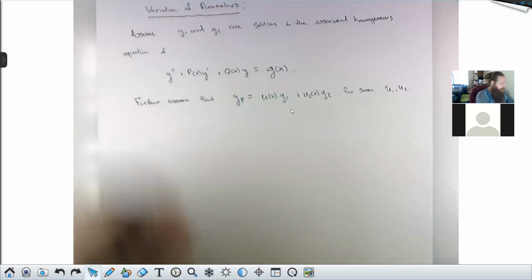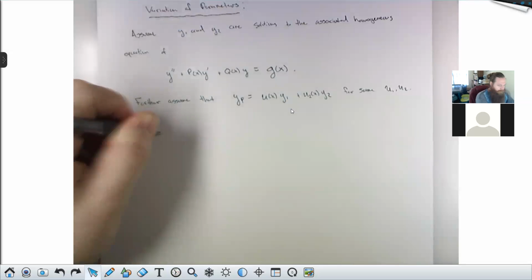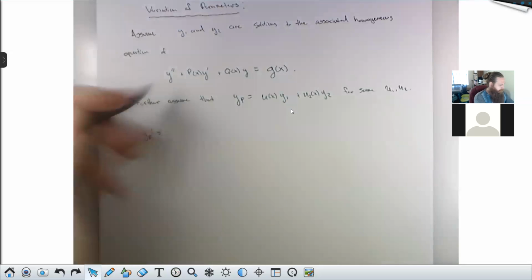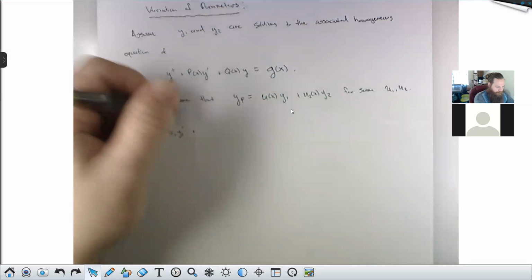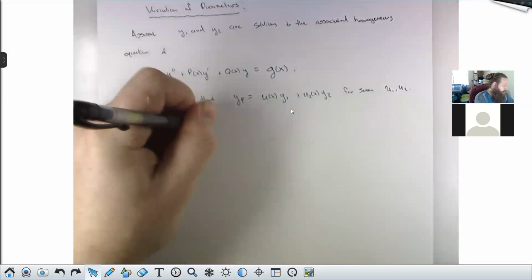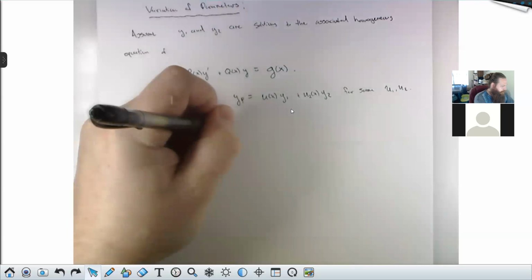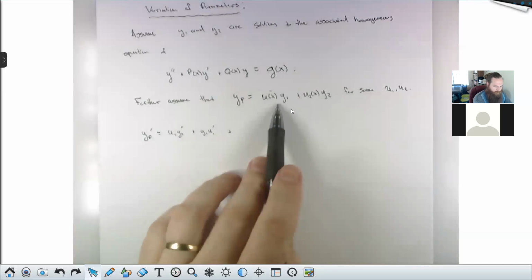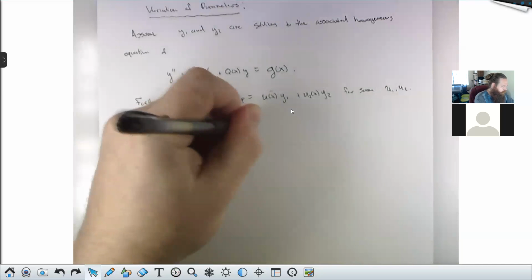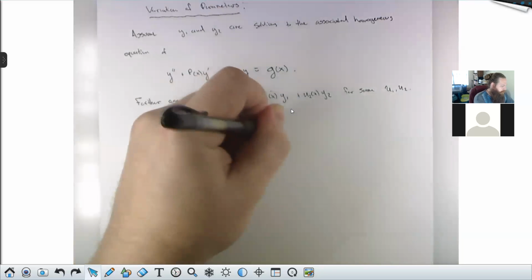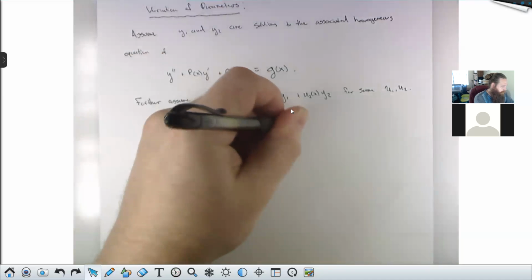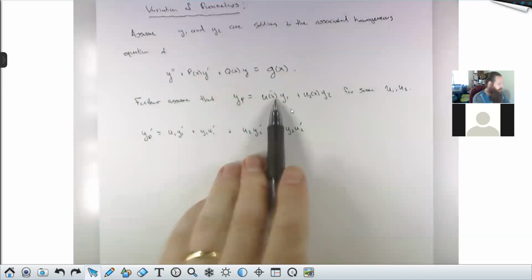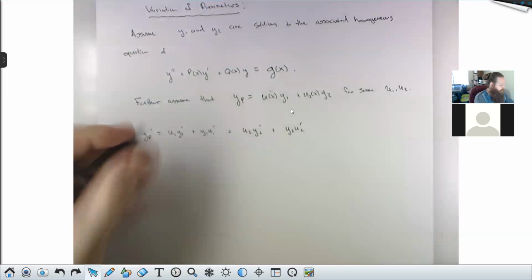It is the case then that yp prime is going to be, you take derivatives of this, and I'm not going to write the x's, you get u1 times y1 prime plus y1 times u1 prime, that's the product rule applied to this, plus u2 y2 prime plus y2 times u2 prime. Just taking the product rule for this to get this, product rule for this to get this.